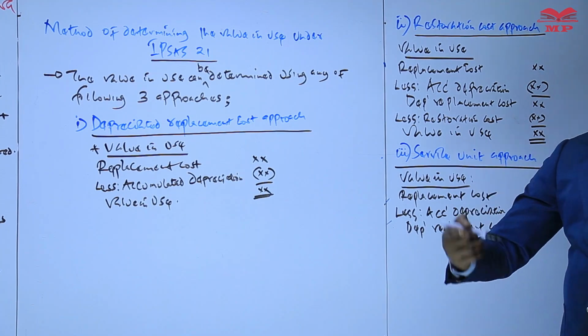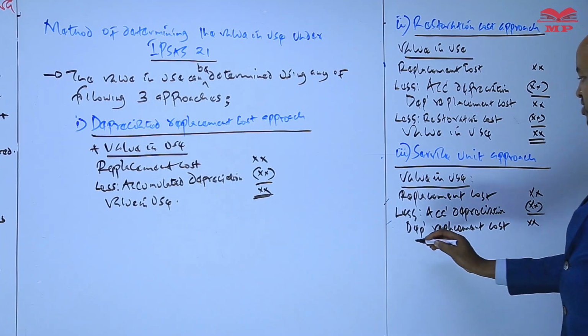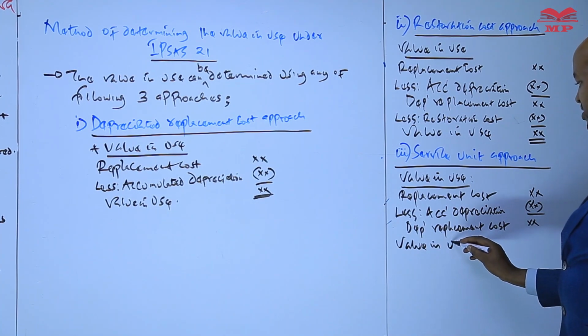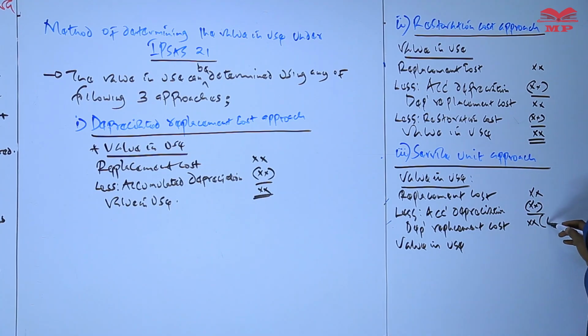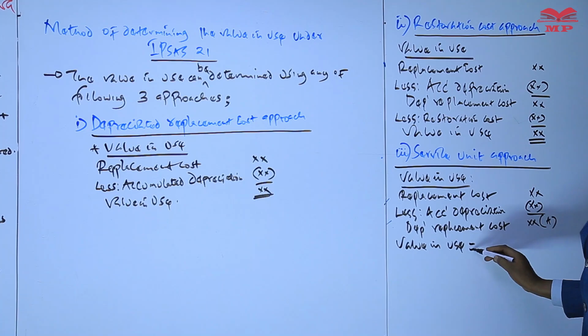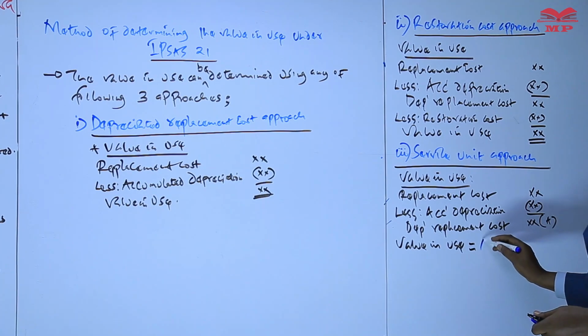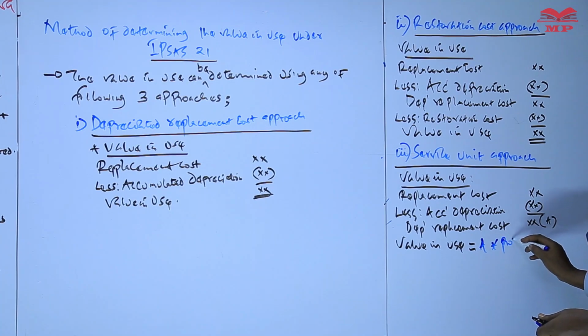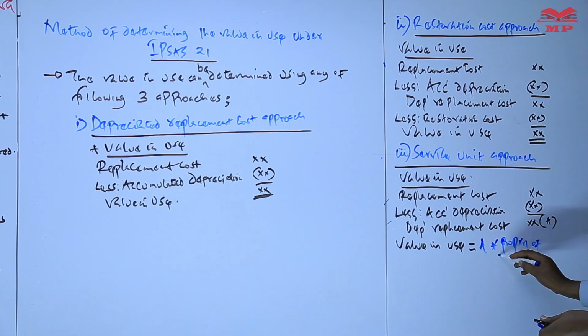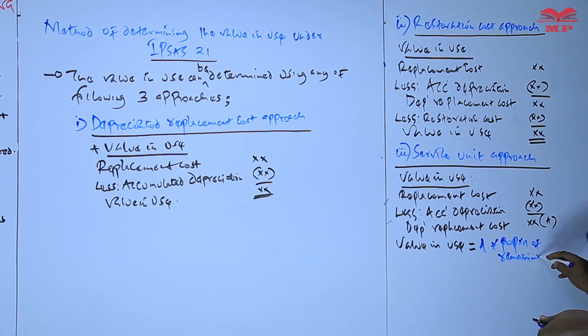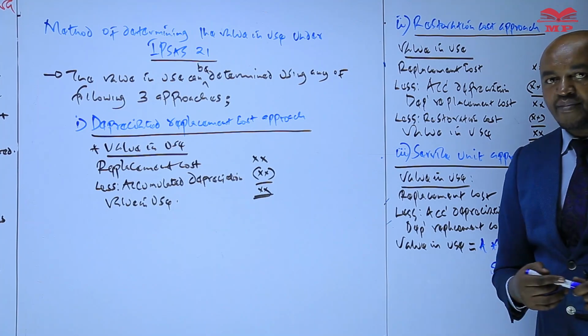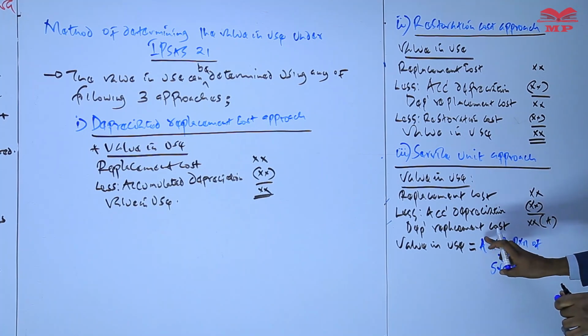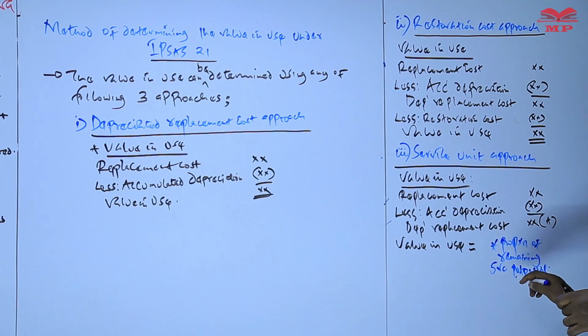Once we have that depreciated replacement cost, we have to adjust this with the remaining service potential to get the value in use. Assuming the depreciated replacement cost is A, we take A and multiply it with the proportion of the remaining service potential of a non-cash generating asset. When we talk about the service potential, this should be the remaining service units.